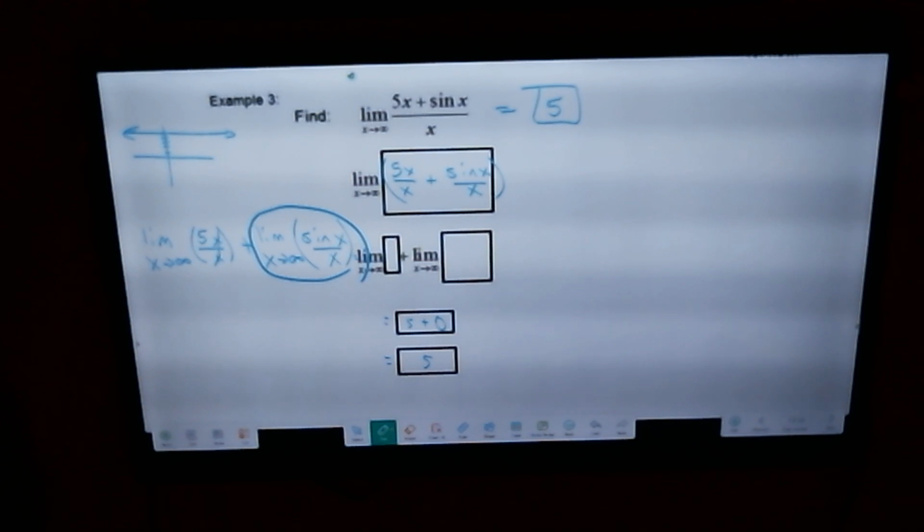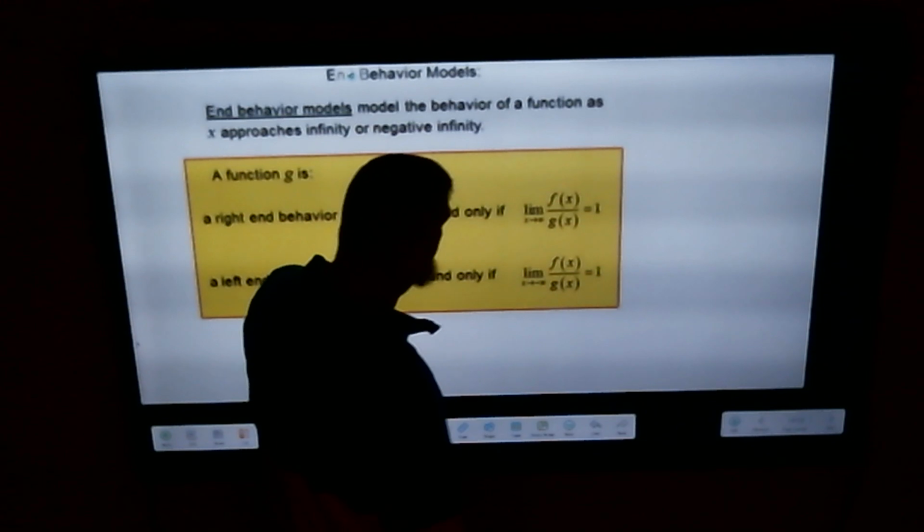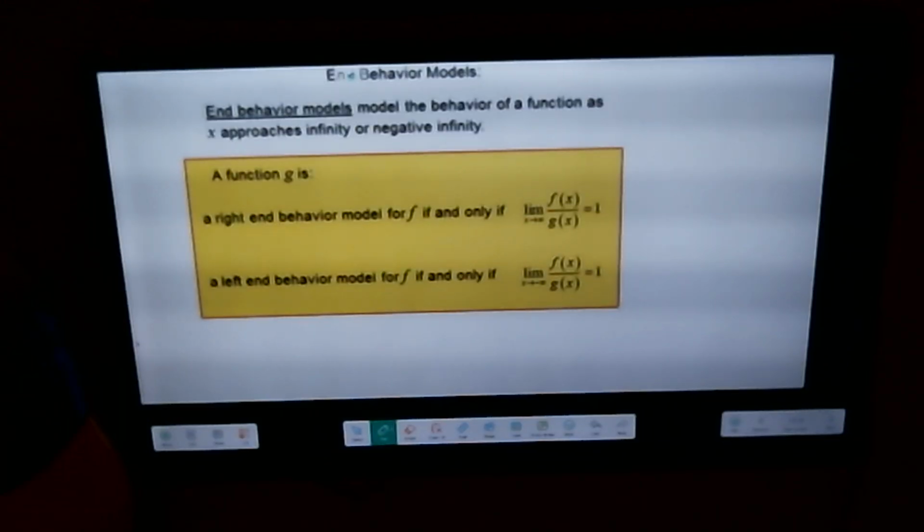So once again, just think it through intuitively, and consider what it means for x to go to infinity. I think the next slide is going to go back a little bit. We talked about this last year in behavior models, okay? A right-end or a left-end behavior model.